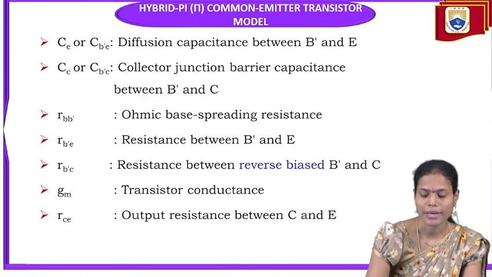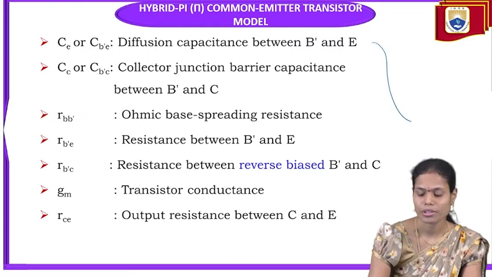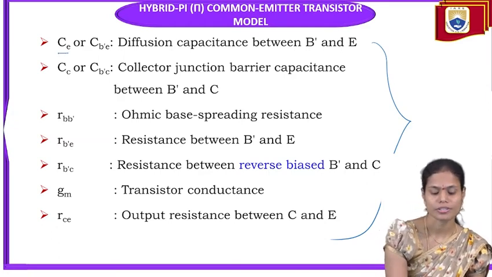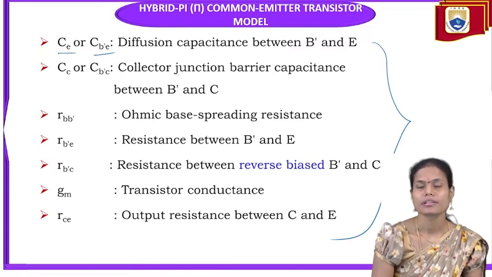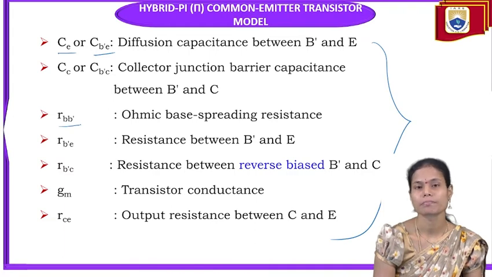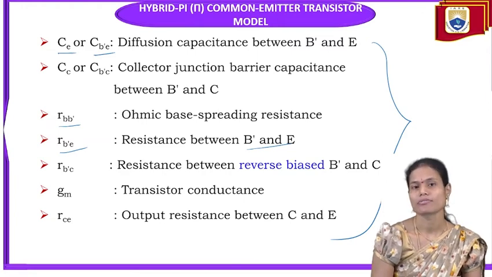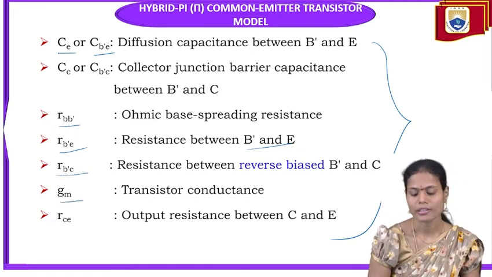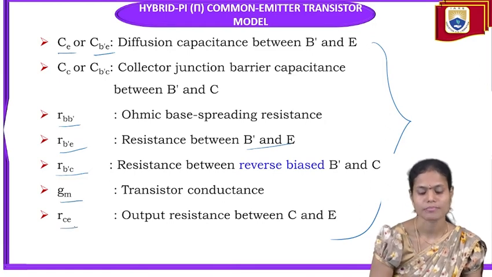So in the case of the hybrid pi common-emitter transistor model, these are the parameters we discussed: the diffusion capacitance between the base spread terminal and emitter, that is CB'E, and the capacitance CB'C existing between the base spread terminal and collector, and the ohmic base spreading resistance RBB', and the resistance between the base spread terminal and emitter RB'E, and the resistance between the reverse biased base spread as well as collector terminals RB'C, and the transistor conductance gm, and the output resistance between the collector and emitter terminals RCE.